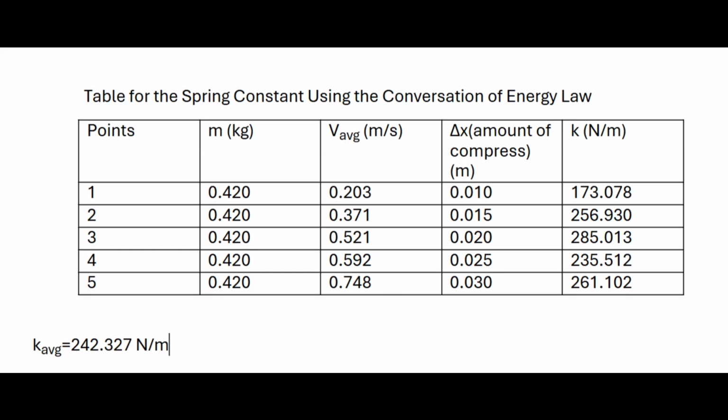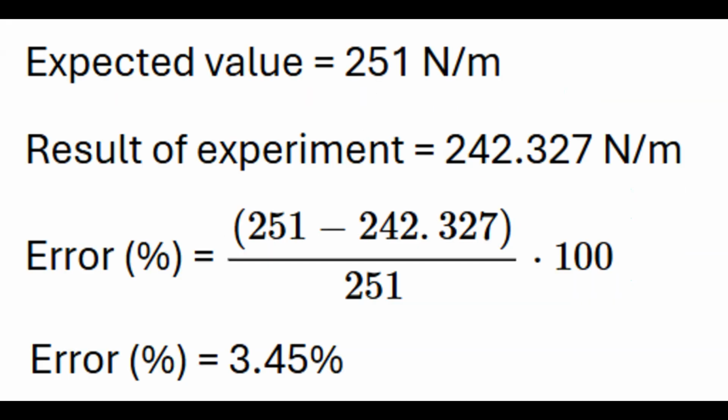Also, the error rate of this experiment is calculated as 3.45%. The errors arise from the observation errors, friction of the air table, sensitivity of the measurement, and the change in the spring during the experiment because of the compression and stretching.